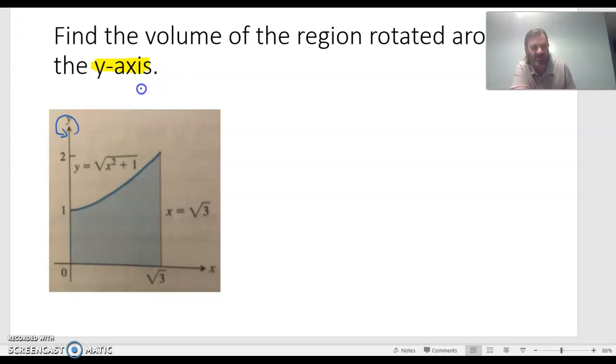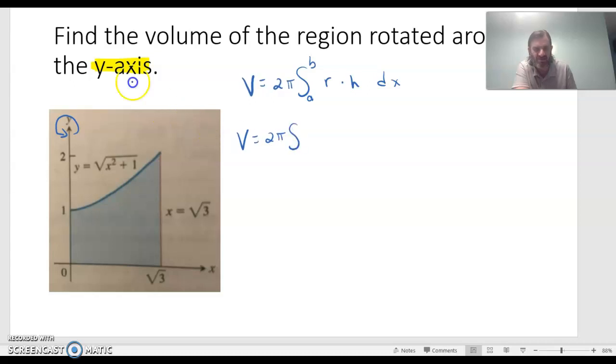So we want everything in terms of x if we're going around the y-axis. So this volume will be, I'll write the 2 pi out front, from a to b of the radius times the height dx. So let's see if we can figure everything out here. The bounds in terms of x are going from 0 to square root of 3. So in that case, a is 0 and b is square root of 3. Okay, so that's how our region's running.